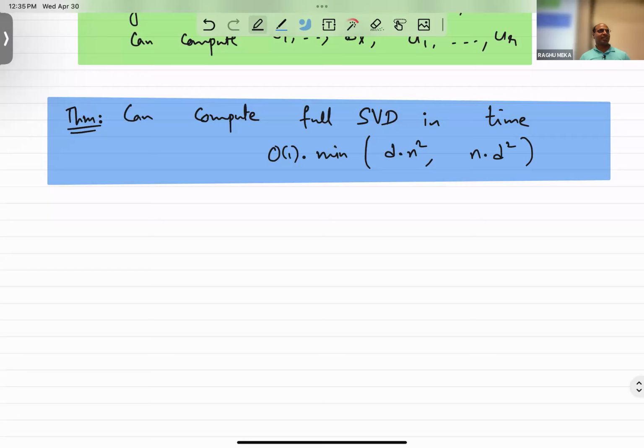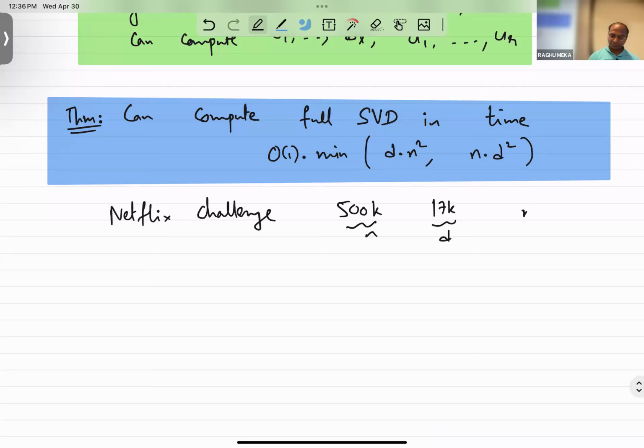The cubic time is okay for small matrices. You can play around with NumPy and see how big a matrix you can compute the full SVD for. It'll start getting stuck pretty much at maybe even 10K by 10K, depending on what laptop you actually have. Okay, and it definitely won't scale to something like the Netflix challenge dataset where we have 500K for n and D is like 17K. Okay, so even to write down a full matrix will be way too expensive, right?